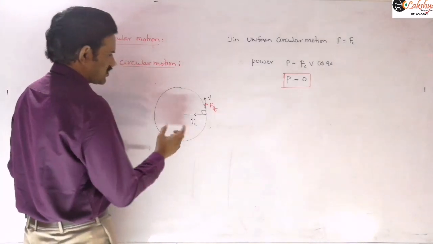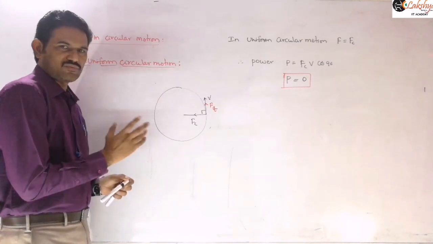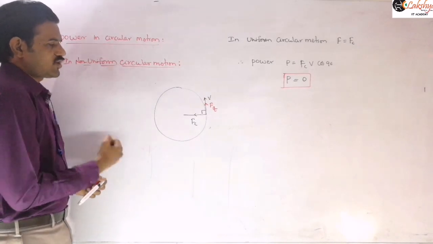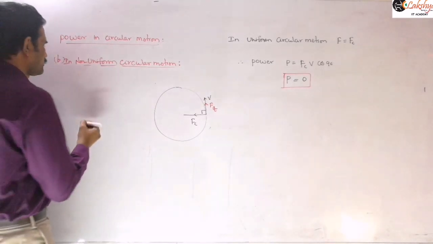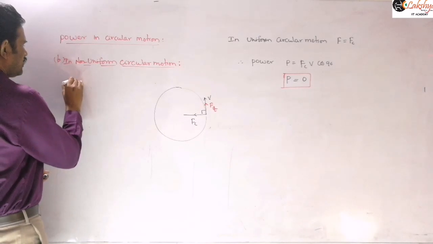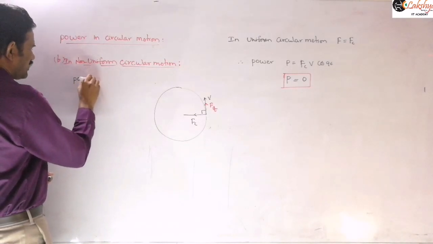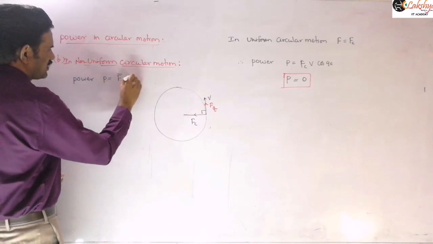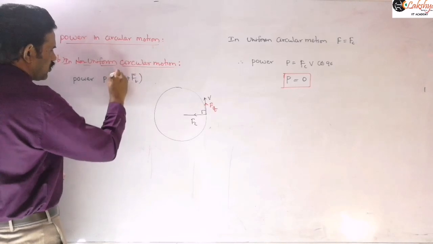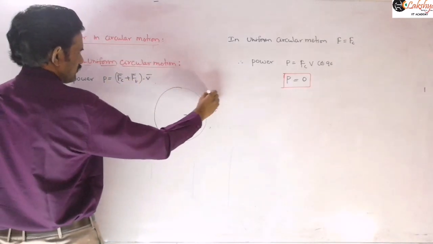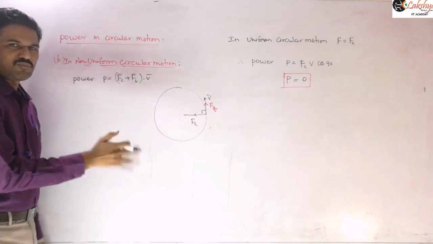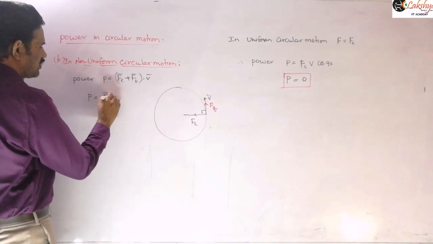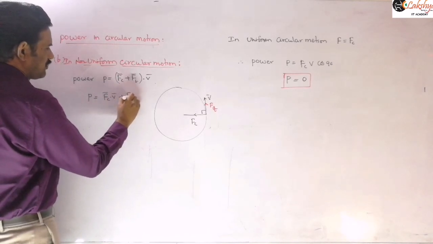So now we may mention that Fc and Ft are two components of this force, which are responsible for the respective accelerations. And so now you can write this expression as, therefore, power delivered you can write in this case as F is equal to Fc bar plus Ft bar dot V bar. Now we can write, I am taking them as components themselves, Fc and Ft. So this is Fc bar dot V bar plus Ft bar dot V bar.